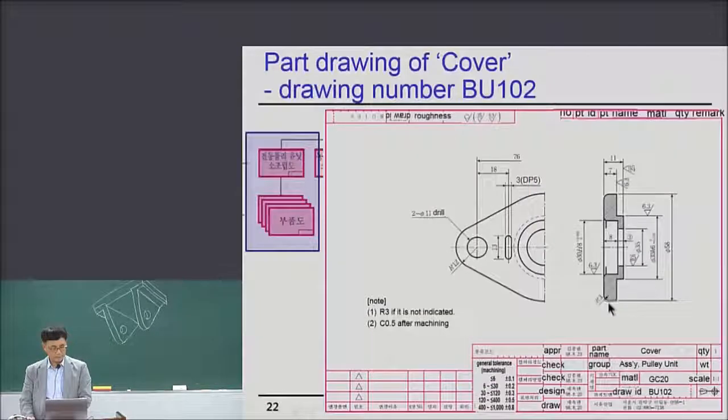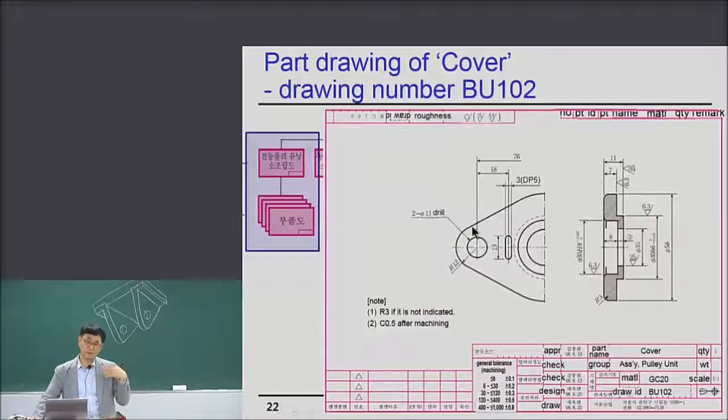All right. Okay. So the part drawing of the cover, same story. BU102, and maybe this is something like an ice hockey puck. Ice hockey, do you remember? The first step is to select the front view. Since this part is similar to an ice hockey puck, it is a very thin cylinder. So this is the front view, and this is the right side view.